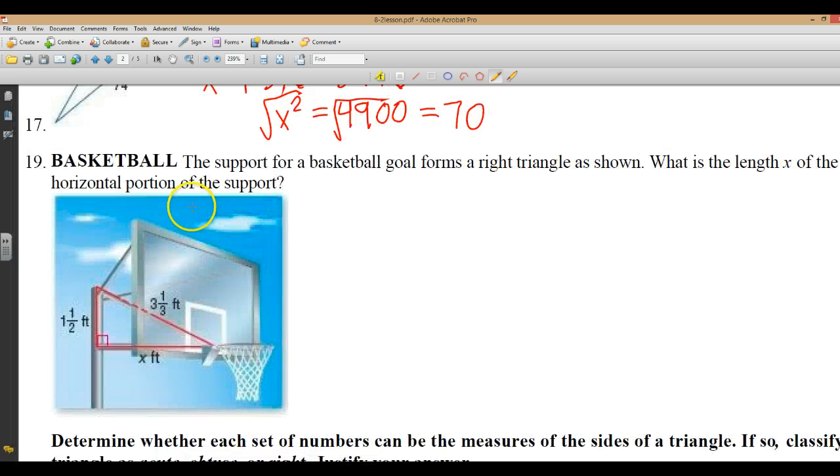For number 19, the support for a basketball goal forms a right triangle as shown. What is the length x of the horizontal portion of the support? So we have our right triangle. We are looking for a leg. So that's leg squared plus leg squared equals hypotenuse squared.